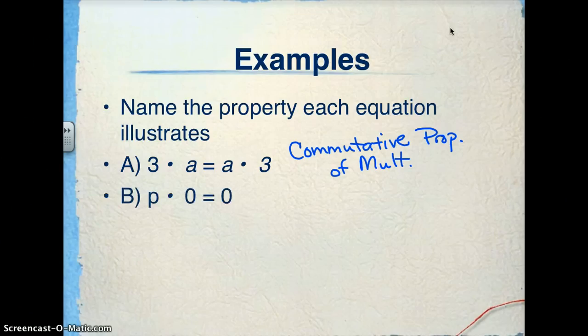Okay, B. P times 0 equals 0. That's all it's saying there: what times 0 equals 0. That's the multiplication property of 0. That says anything times 0 always equals 0.